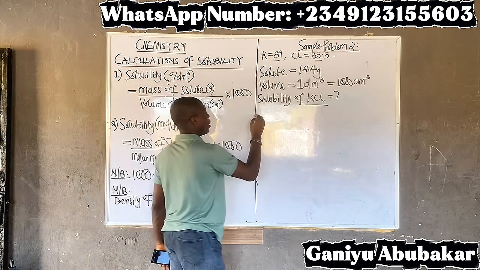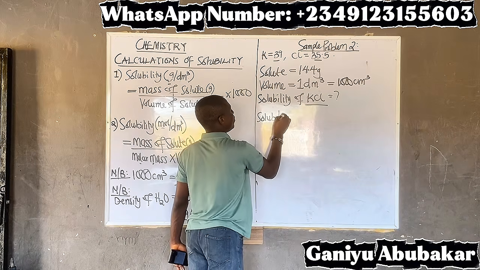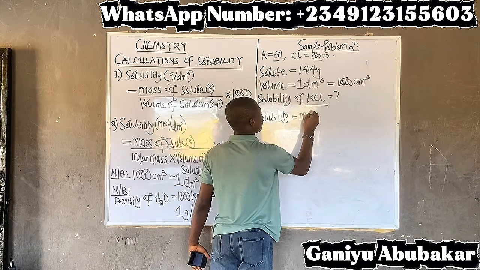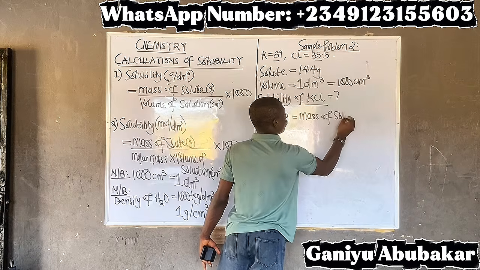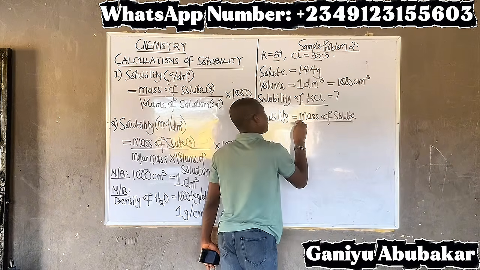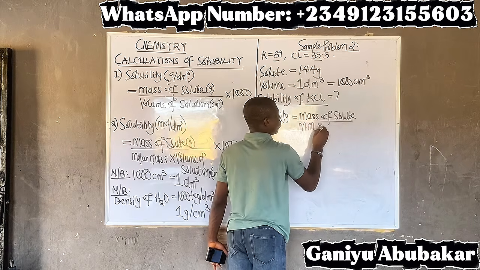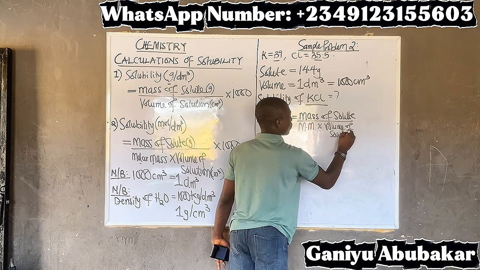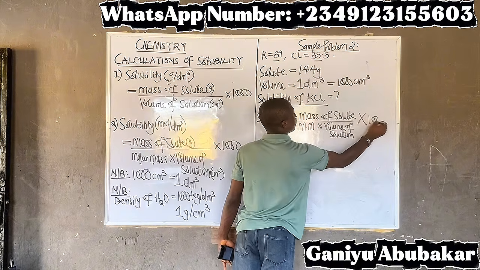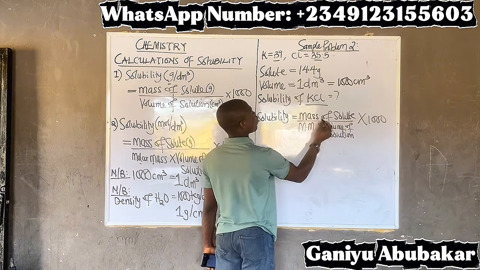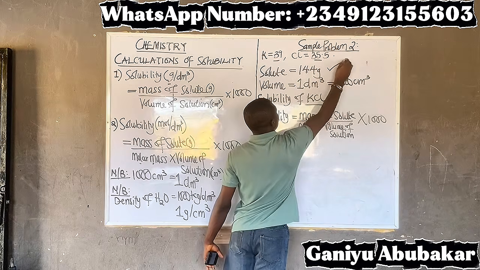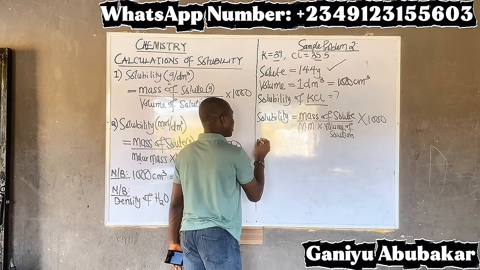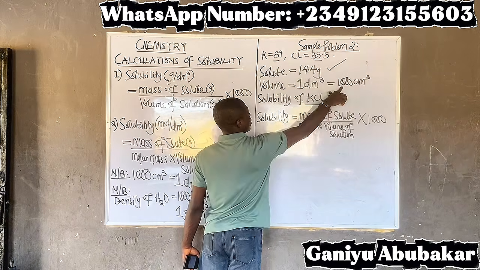So solubility equals the mass of solute over molar mass times the volume of solution, times 1000. We know mass of solute as 144. Molar mass is not known, so let's get the molar mass now. We know volume of solution is this 1000.